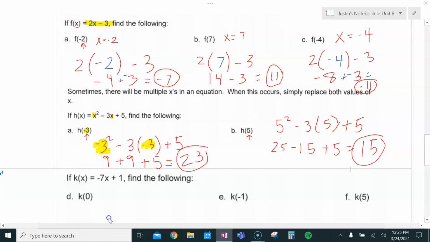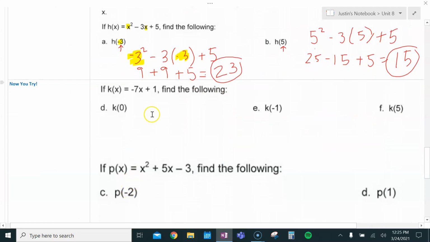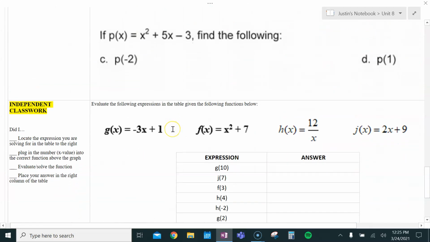All right, so now I want you guys to try these next few problems, and then at the end there's going to be some classwork for you to complete during class time today.